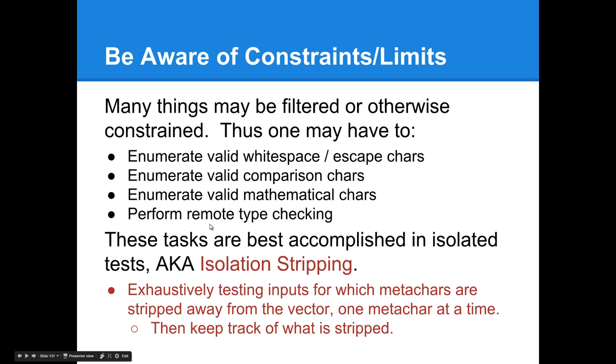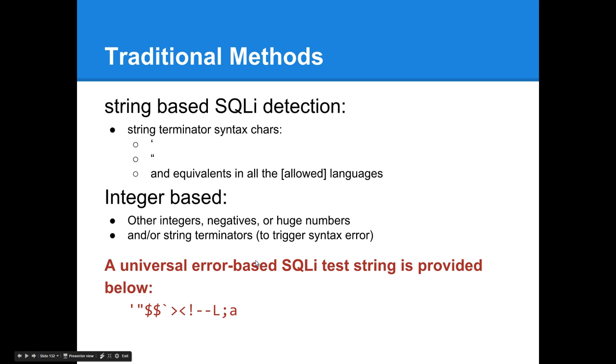And so this part of the process is specifically called isolation stripping. And you can find multiple blog posts and discussions on isolation stripping steps, and it's effectively exhaustively testing inputs for which meta characters are stripped away from the vector, one meta character at a time, and then keeping track of what is stripped so you don't accidentally mess up your testing, if you're programming it, by getting your queries filtered out or rejected or manipulated in some way by the filters.